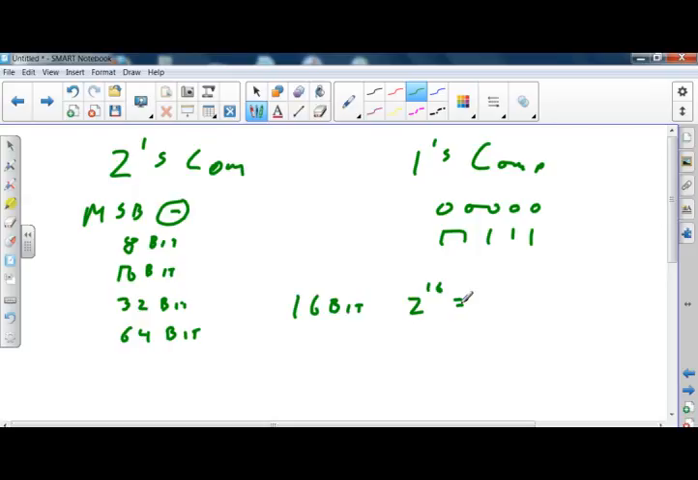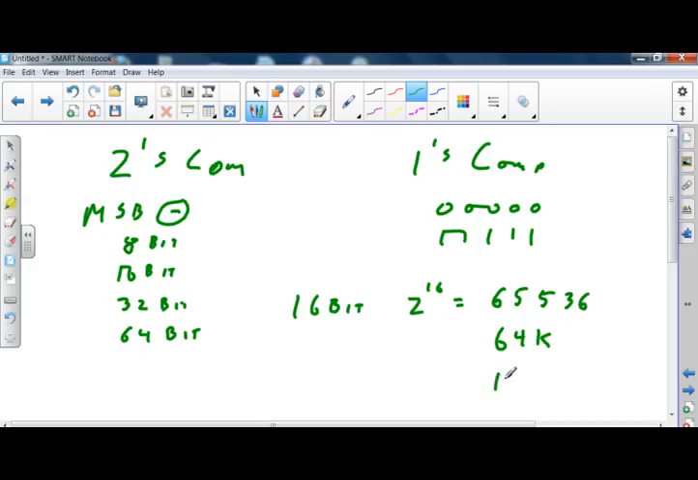Why isn't my calculator on? 2 raised to the 16th. 65,536. Also known as 64K. Right? So when we talk about 64K, or 1 meg, or 1 gig, we're talking about 2 raised to some exponent. We're talking about 65,536, but we're calling it 64K. And in your microprocessor class, you should have gone over that sometime, or we'll go over that sometime.